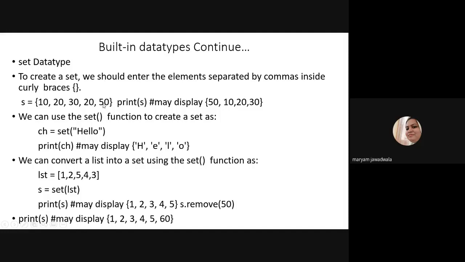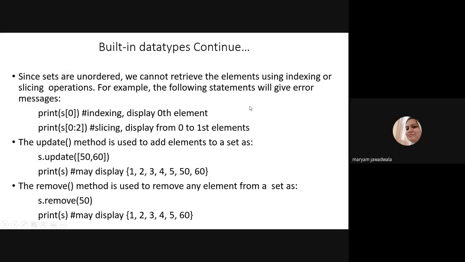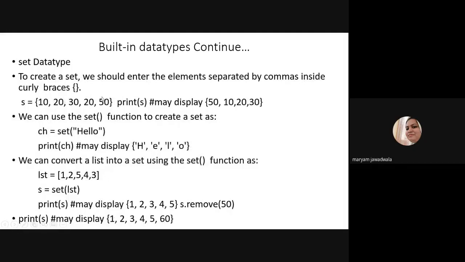So what is the set data type? A set is an unordered collection of elements, and data duplication is not allowed in a set. If you duplicate a value, the system will display only a single instance of that value, right? So suppose I write S is equal to 10, 20, 30, 20, and 50, and print S. The system may display it as an unordered collection. Suppose it displays 50 first, and then 10, then 20, and then 30. In this program, 20 is written twice, but the duplication is removed while displaying.